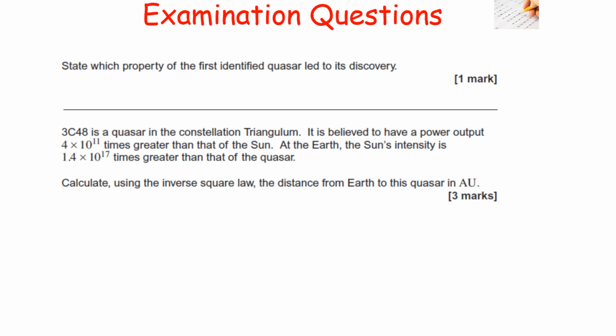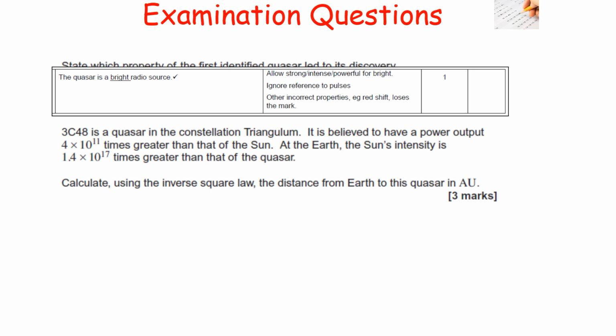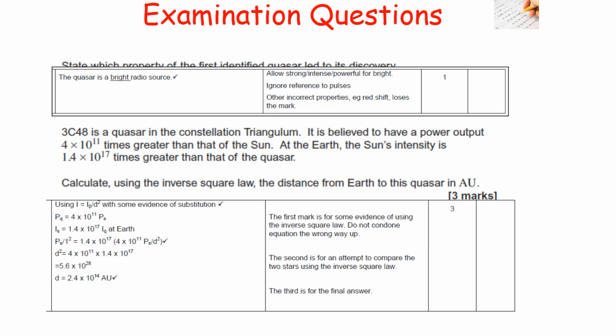Right, in this first one, it's important to know that we observe quasars because they are a very bright radio source. It's not good enough to just say they are a radio source, it's that they are a very, very, very bright, intense, powerful radio source. Now, in this next question, you're going to have to use the inverse square law and link the power output of the quasar to the power output of the Sun. So what you would say is that the intensity is equal to the power over the distance squared. Now, you know straight away that the power of the Sun is going to be equated to 1, and the power of the quasar is equated to 4 times 10 to the 11, because you know the power of the Sun is 4 times 10 to the 11 times less than that of the quasar.